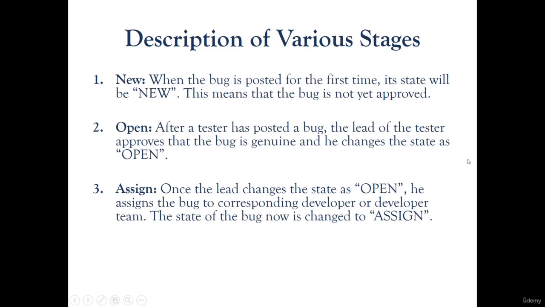The description of the various stages begins with New. When the bug is posted for the first time, its state will be new. This means that the bug is not yet approved. Open state: as you can see in the previous image, after a tester has posted a bug, the lead of the tester approves that the bug is genuine and changes the state to open. After that, the lead assigns the bug to the corresponding developer, and the developer then works to solve the issue.